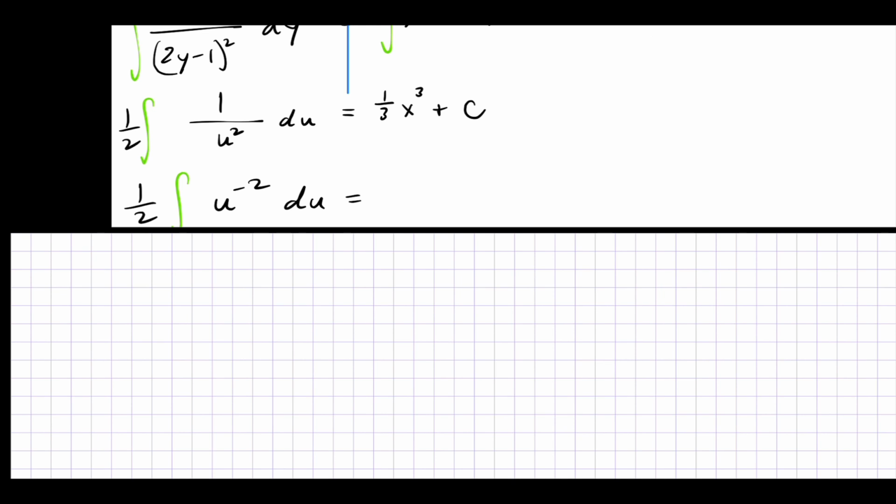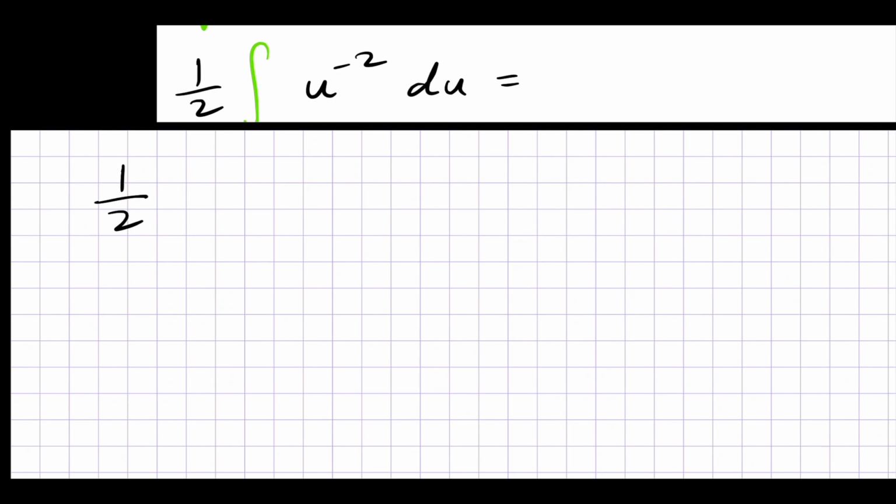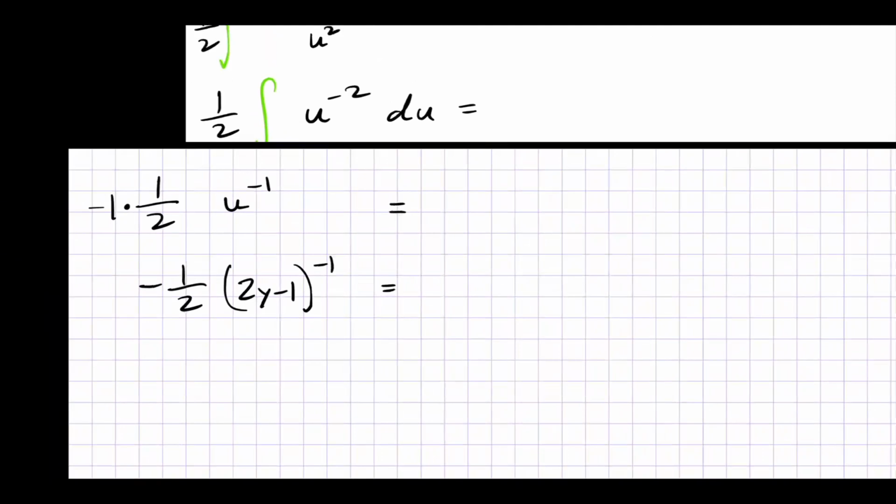So the right side is 1/3 x cubed plus c. You can write it, but it's just going to be the same thing every time. Let me integrate this guy. We get 1/2, and it's u to the negative 1 divided by 1. But when I divide by 1, it's the same thing as multiplying by negative 1. I don't need a plus c because I already have it on the other side. So it's going to be negative 1/2 u to the negative 1, and then u is 2y minus 1.